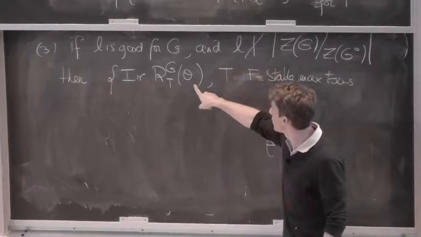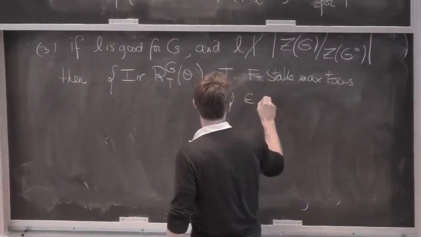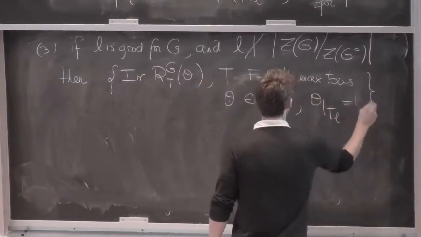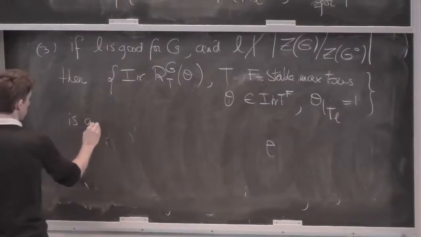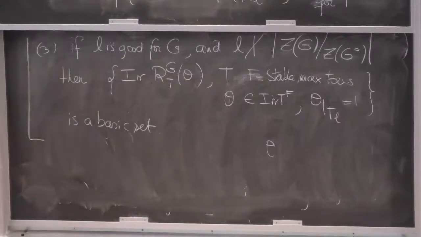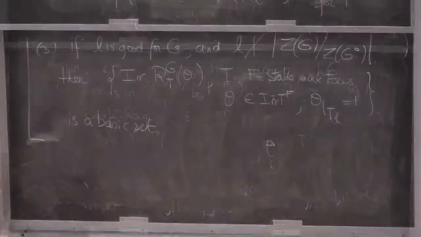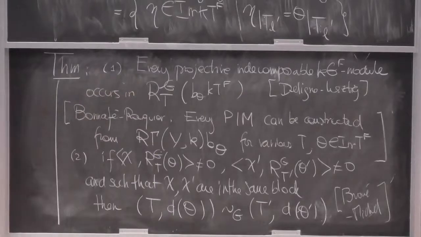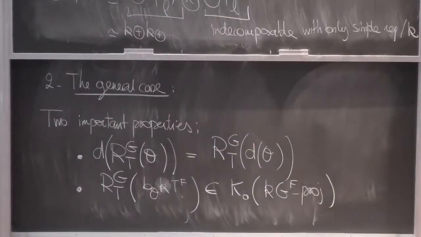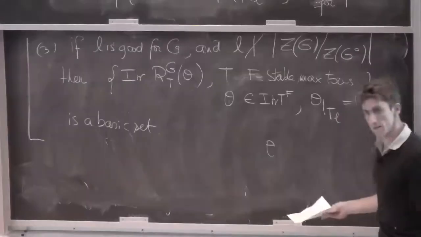But now theta is not every character, but a character which has trivial restriction on the set of L elements, so that this is a basic set. And this is really what happened in the case of the torus. When you wanted to understand the representation of the torus, if you wanted just the basic sets, it was enough to consider the characters of the torus which had trivial restriction on the set of L elements. And here you do the same before applying this Deligne-Lusztig construction, and you also get a basic set.